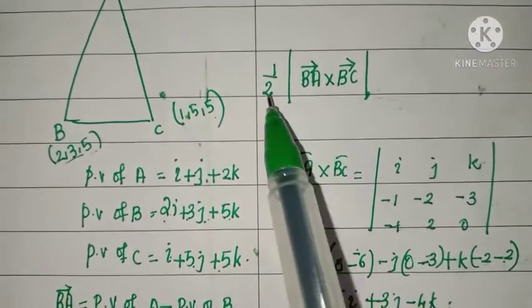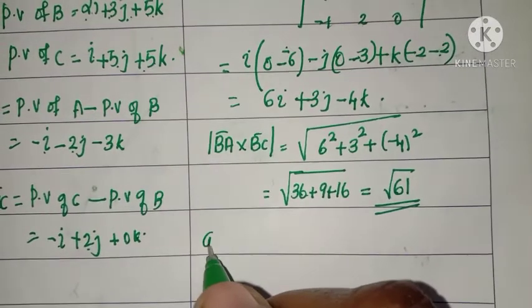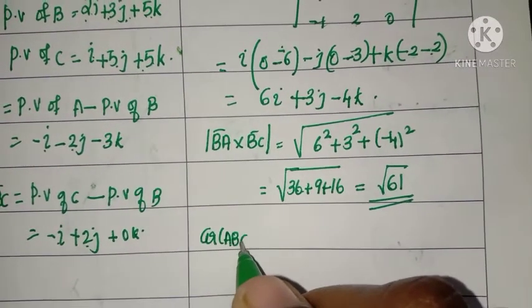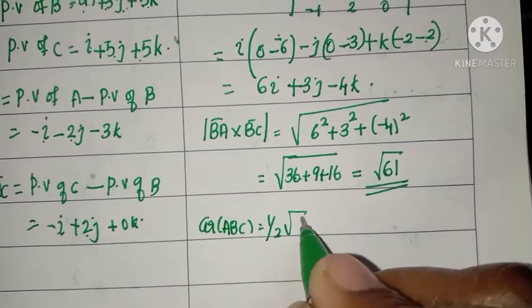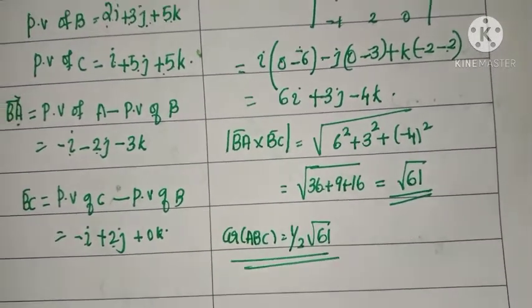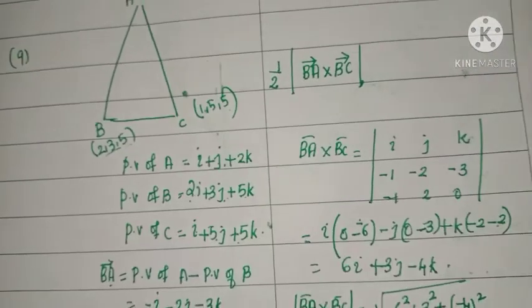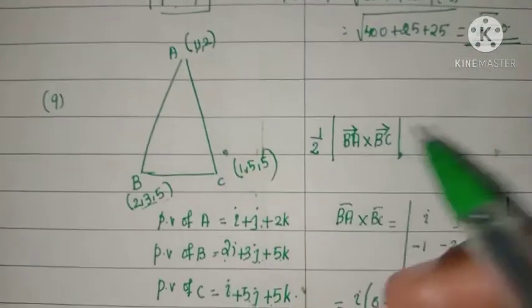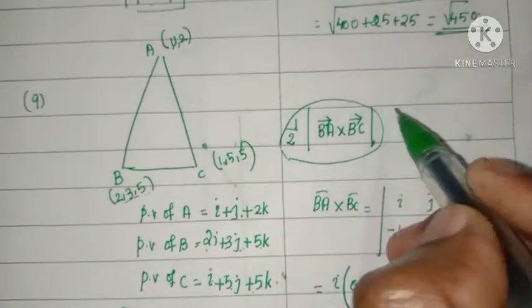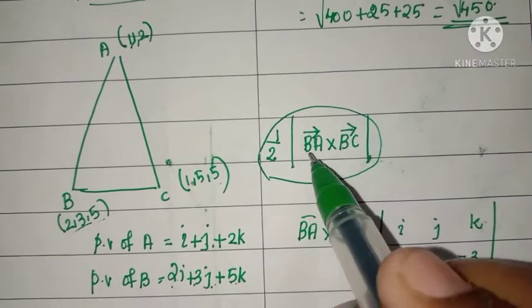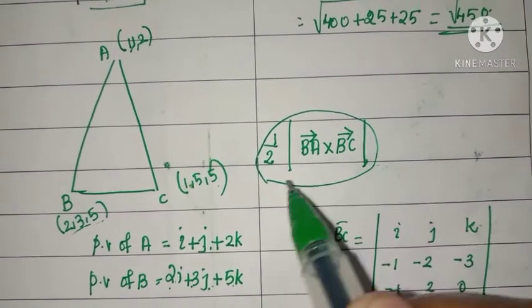Now area is obtained by half. So area of ABC is equal to half of root 61. So this is the required area of the given triangle. Okay, so learn this formula by heart: area of triangle ABC is obtained by half of magnitude BA cross BC.